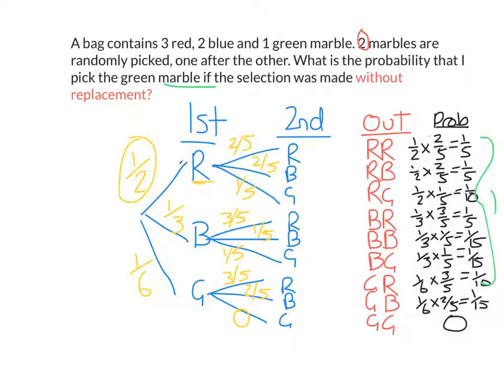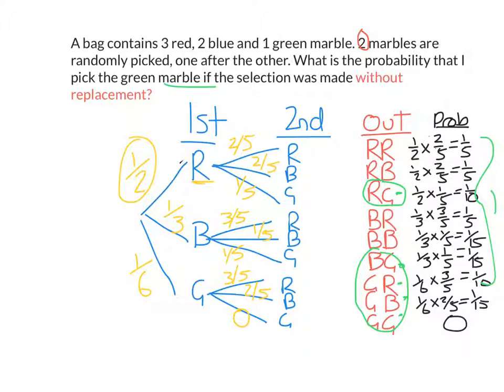So once again, to find the probability that I get the green marble, I just find all of the outcomes that have the green marble, which are all these, and I add up their respective probabilities. The reason I'm adding is because this is an OR. To get the green marble, I can get red-green or blue-green or green-red or green-blue or green-green. And when I'm saying what's the probability this or this happens, I add up their probabilities.